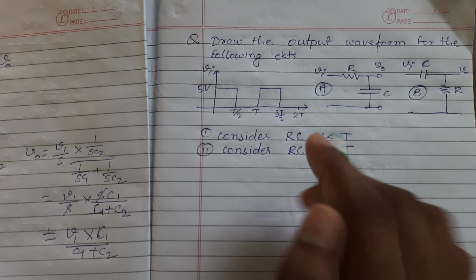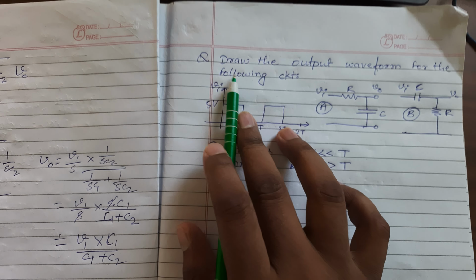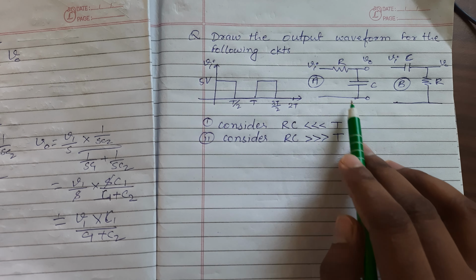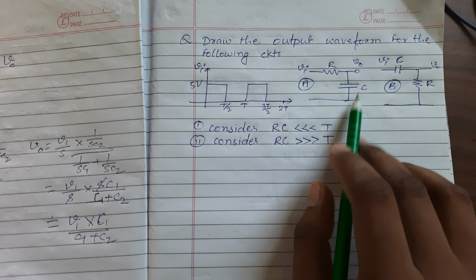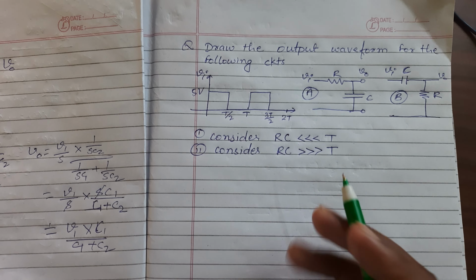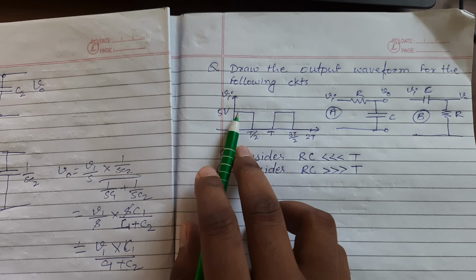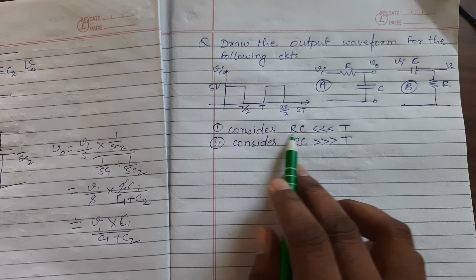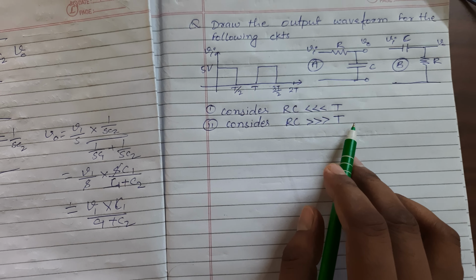Hello. So today we will solve a problem which is based on simple RC circuits. The problem is we have to draw the output waveform for the following circuits. First is R and C, where we will take output from the C, and the second is R and C, where we will take output from the resistor. Input is a square wave whose peak value is 5 volt and time period is T. We have to consider these two cases: RC much less than T and RC much greater than T.